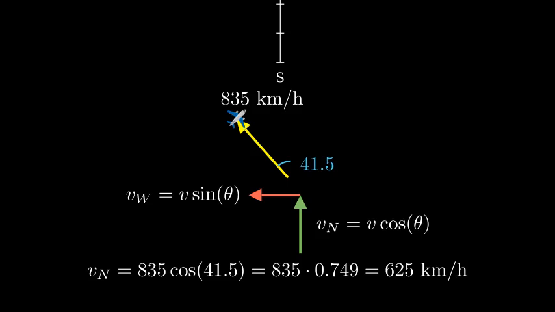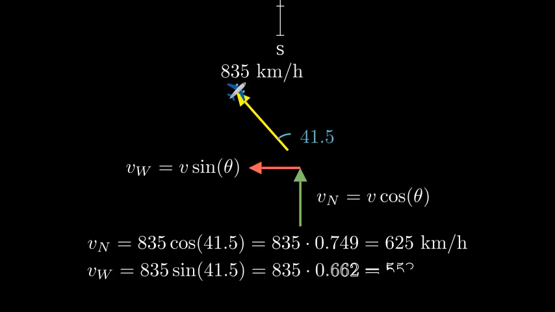For the westerly component, we multiply 835 by sine of 41.5 degrees. This gives us approximately 553 kilometers per hour westward.